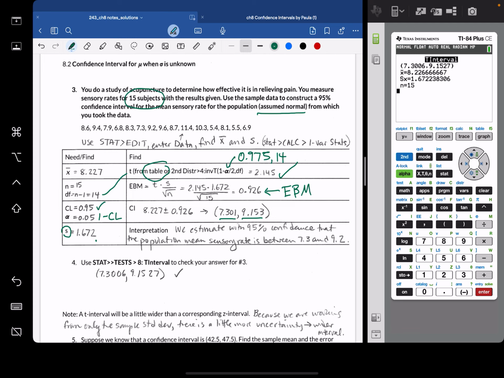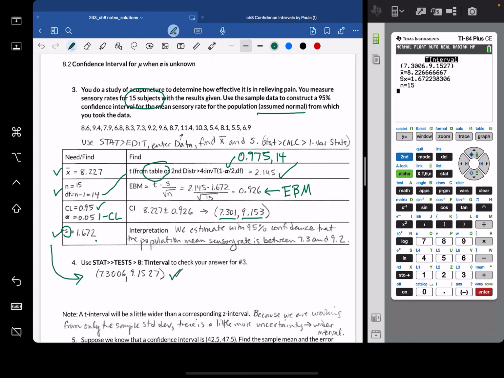Wow, it got the exact same result. So that's kind of satisfying. I didn't have to tell it X bar and S because it used the data in L1, and it even looked in L1 and knew this. So it got all of this information just by looking at L1. And then it was able to generate this all by itself.